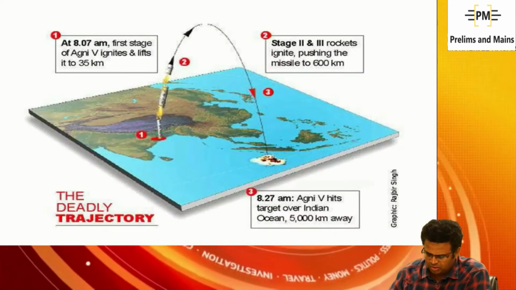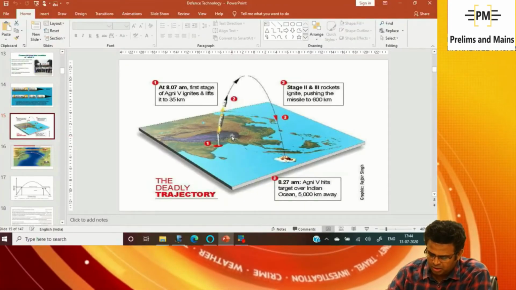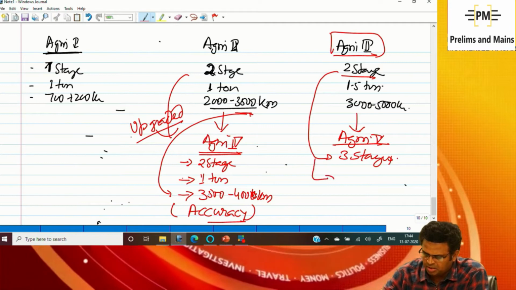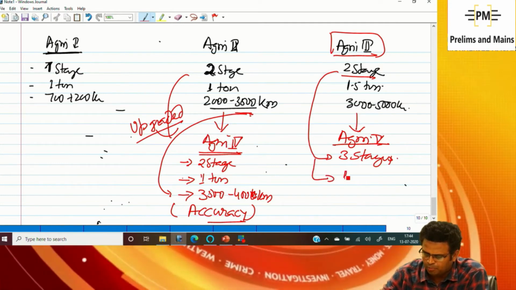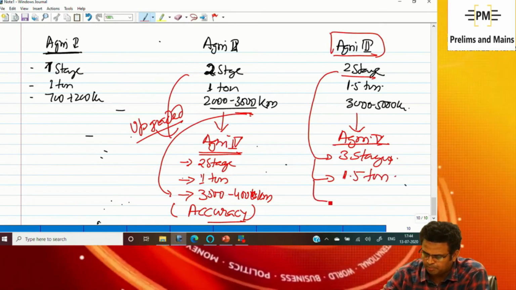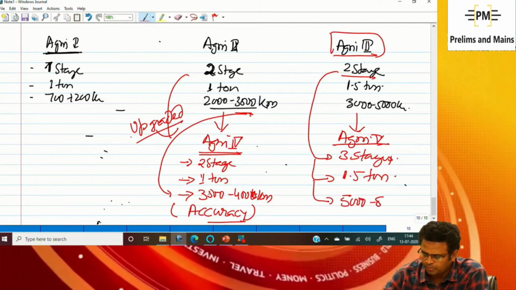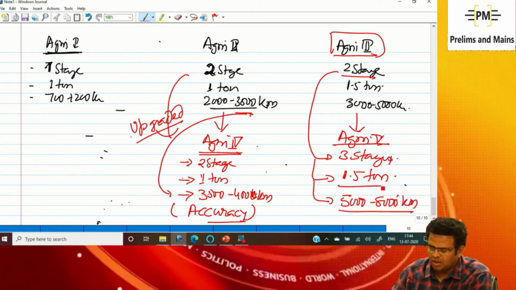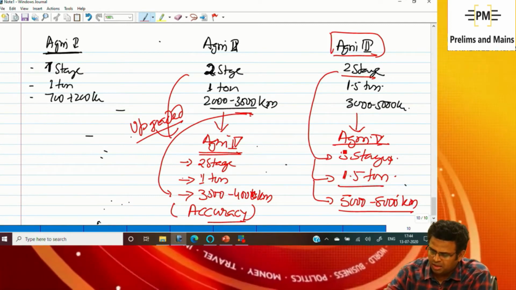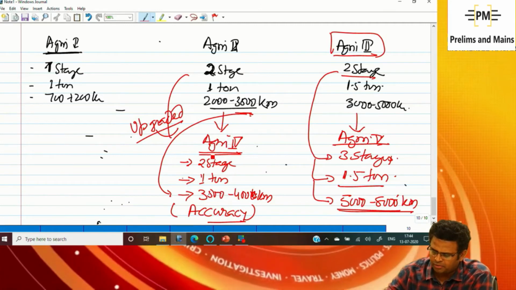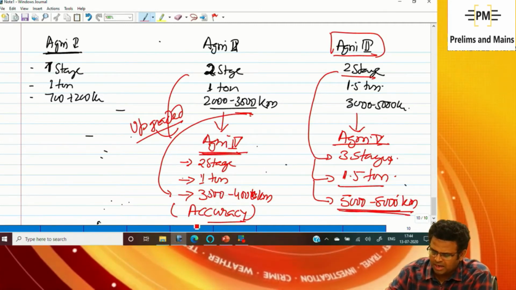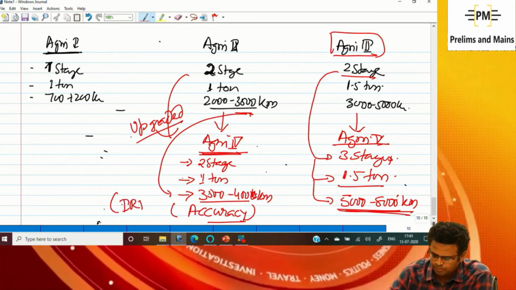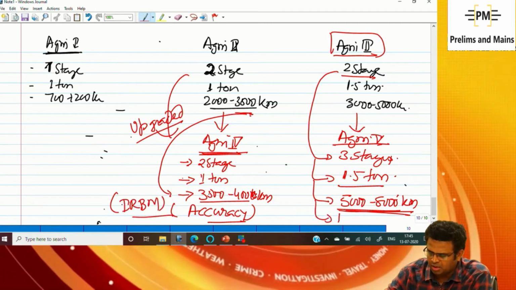Agni 5 is an upgraded version of Agni 3. It is a 3-stage missile with a payload warhead that can carry 1.5 tons, and its range becomes 5,000 to 8,000 kilometers. So what does it mean? Agni 5 is 5,000 to 8,000, while Agni 4 is 3,500 to 4,000, so it remains an IRBM, and Agni 5 becomes an intercontinental ballistic missile.